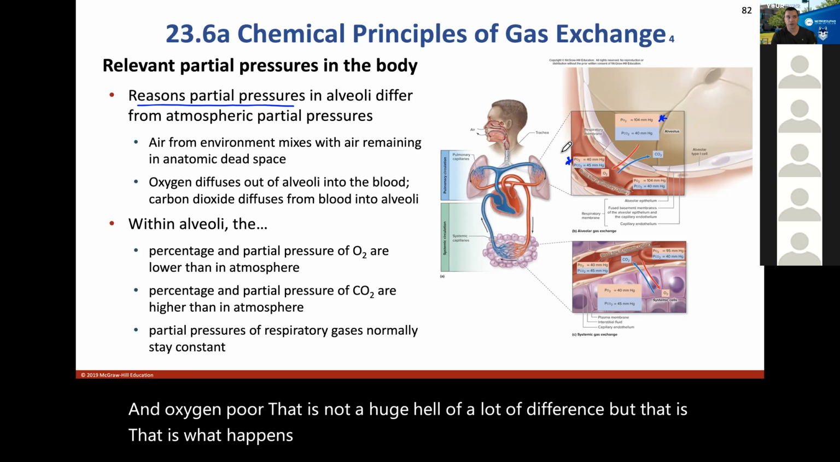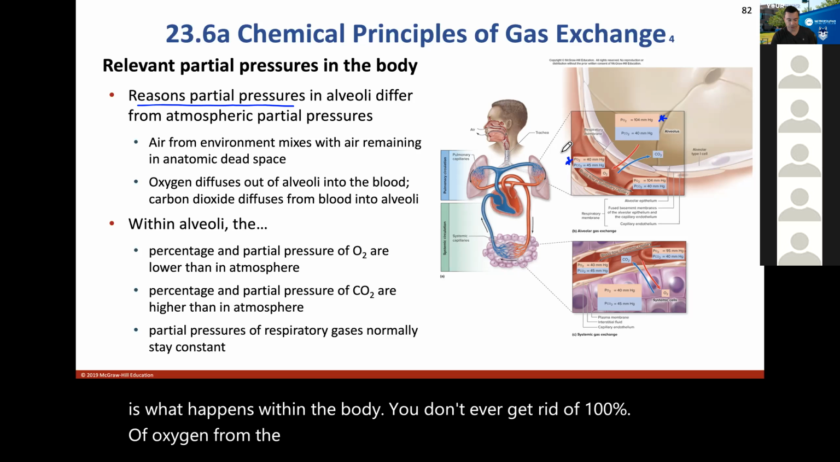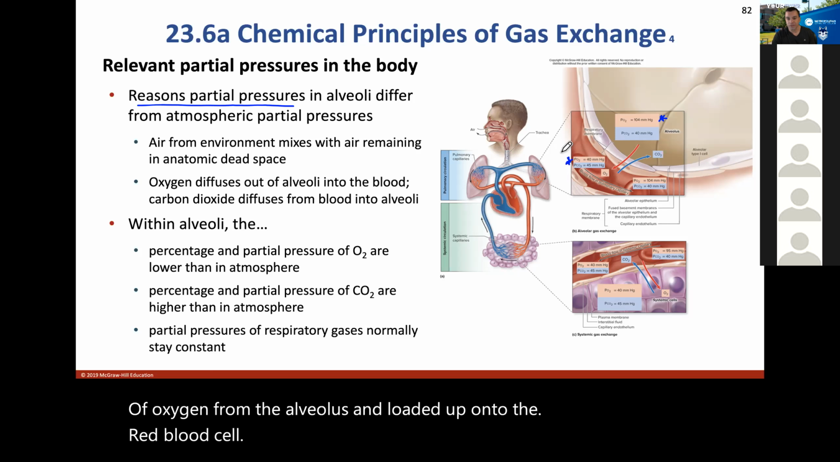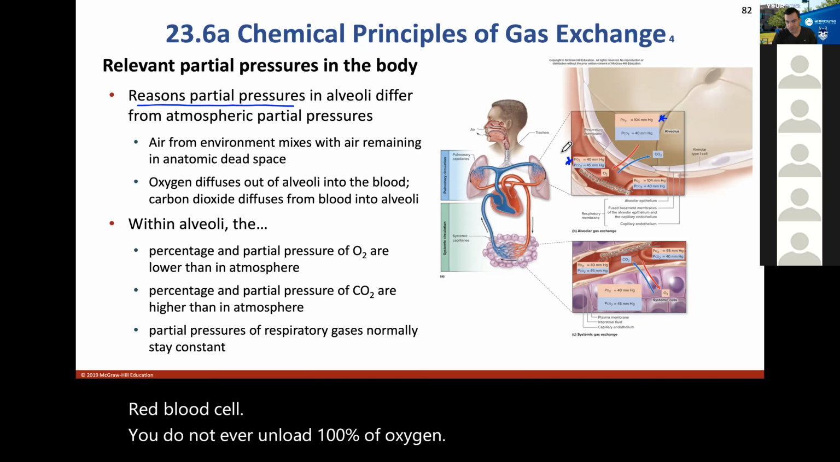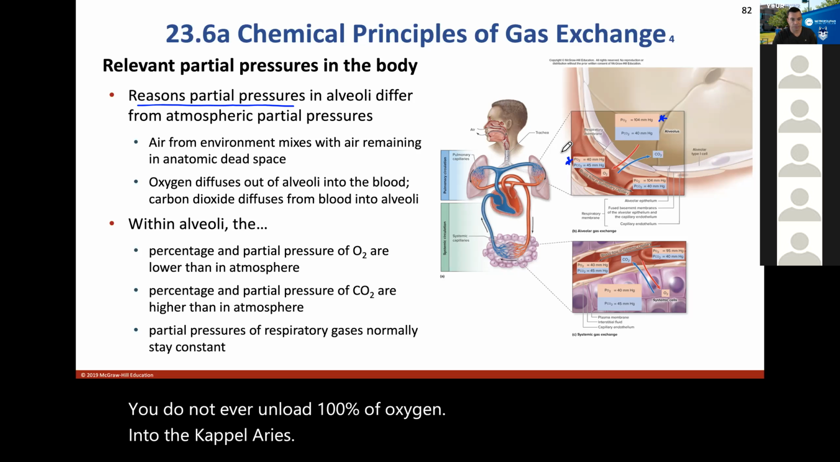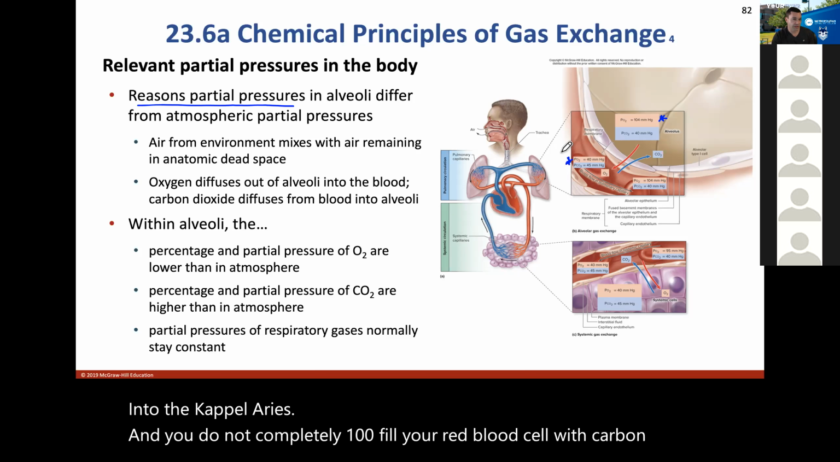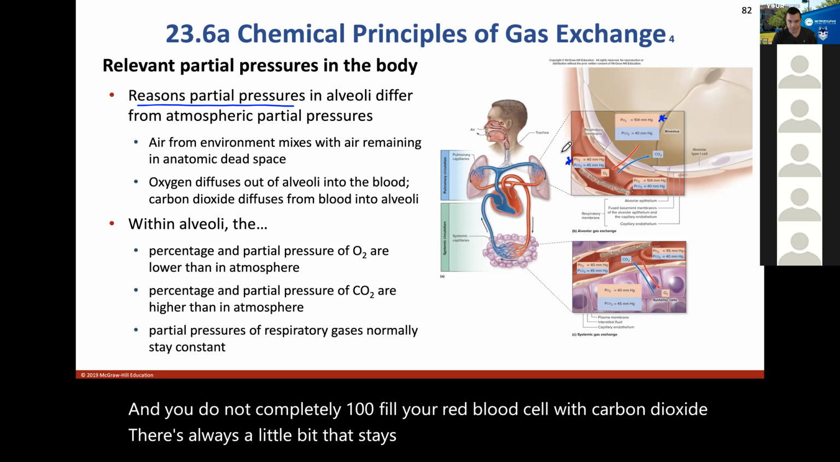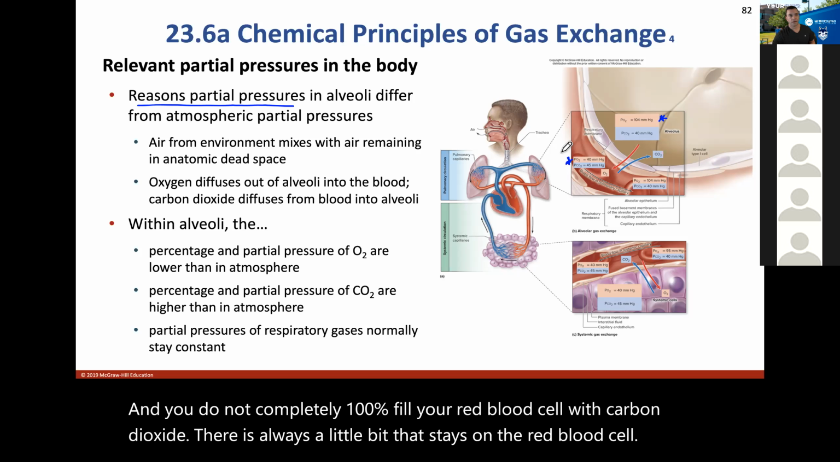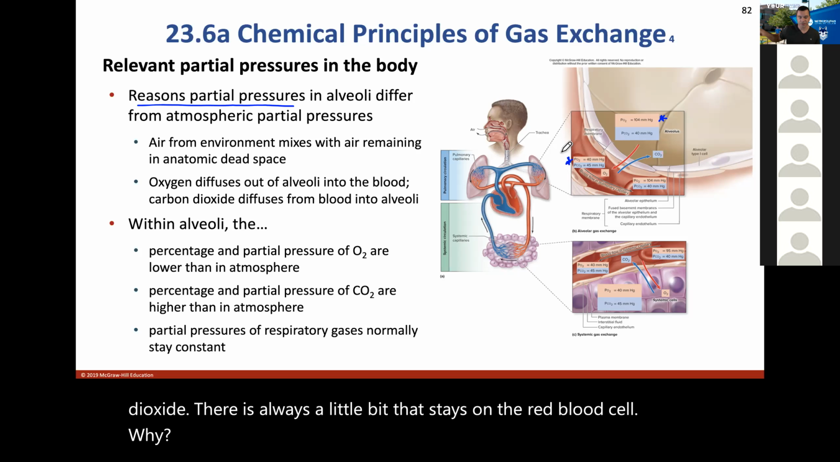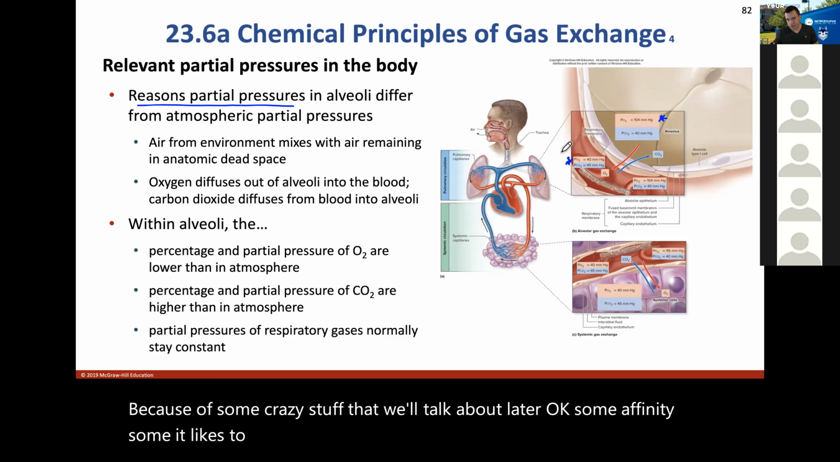That is not a hell of a lot of difference, but that is what happens within the body. You don't ever get rid of 100% of oxygen from the alveolus and load it up onto the red blood cell. You do not ever unload 100% of oxygen into the capillaries. And you do not completely fill your red blood cell with carbon dioxide. There's always a little bit that stays on the red blood cell. Why? Because of some crazy stuff that we'll talk about later, okay? Some affinity, it likes to bind to certain things.